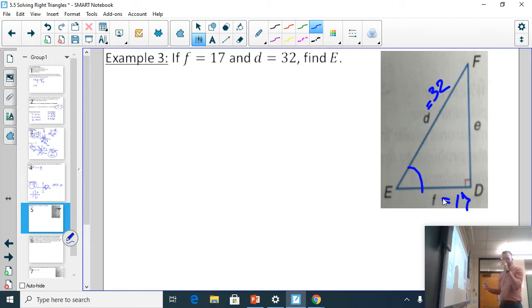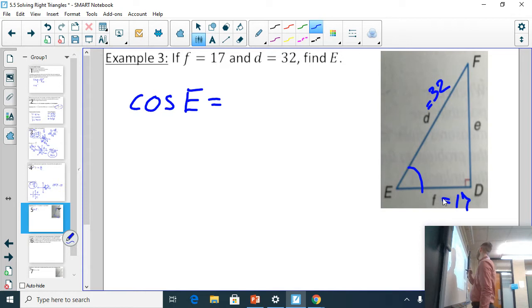And how I'm going to do that is I'm just looking at this angle and I'm asking what trig function do I need in relation to that angle to find out what it is. And so for me, it's looking like adjacent over hypotenuse, which is cosine. So if we take the cosine of E, we're going to get adjacent over hypotenuse.